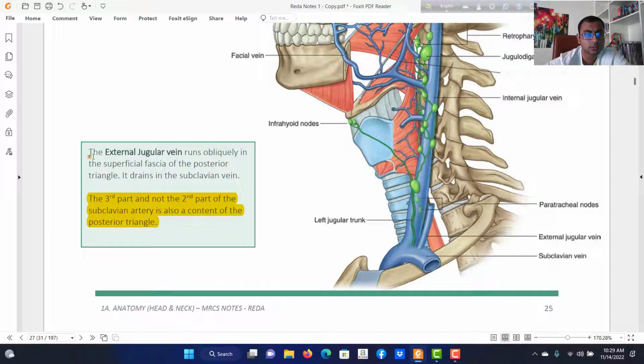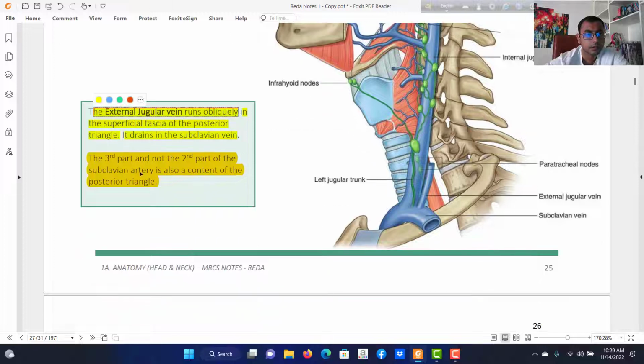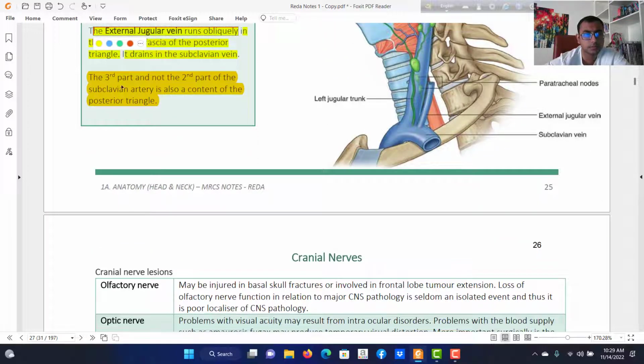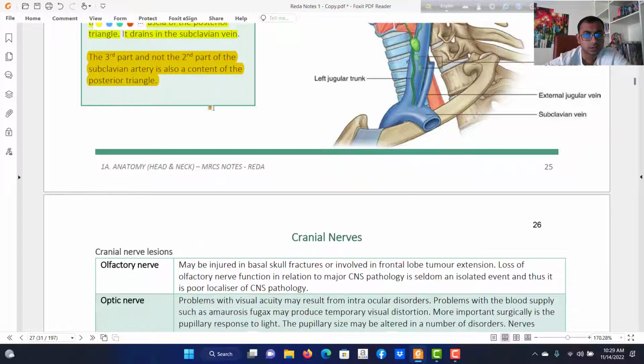External jugular vein runs obliquely in the superficial fascia of the posterior triangle. Okay, it drains into the subclavian vein ultimately. And the third part, and not the second part, of the subclavian is also a content of the posterior triangle. That is, third part of the subclavian artery is the content of the posterior triangle.